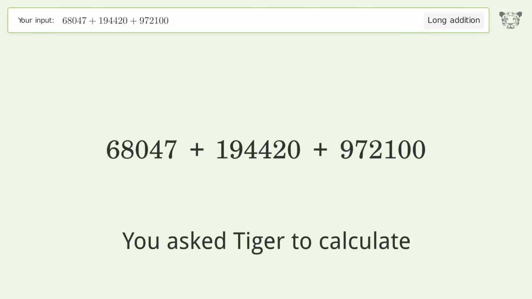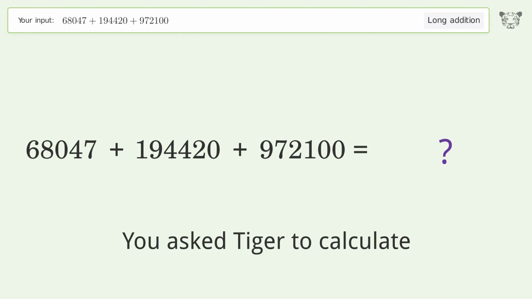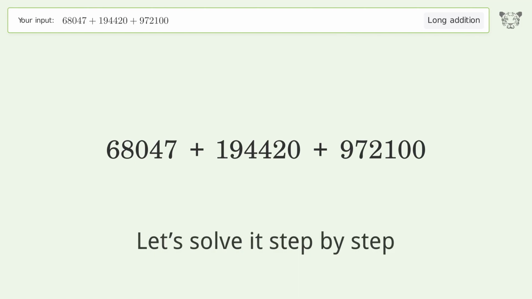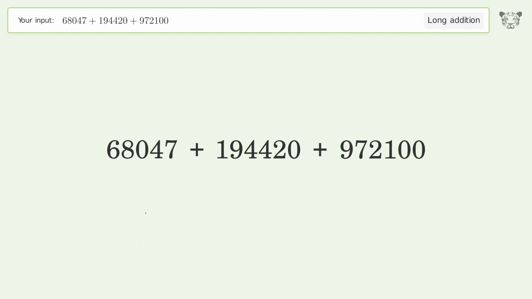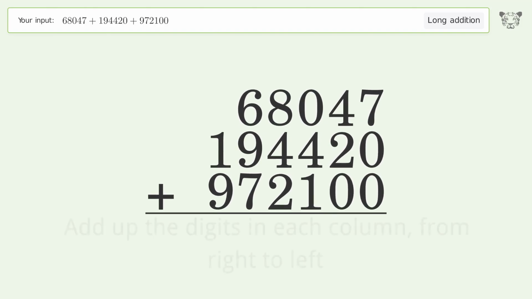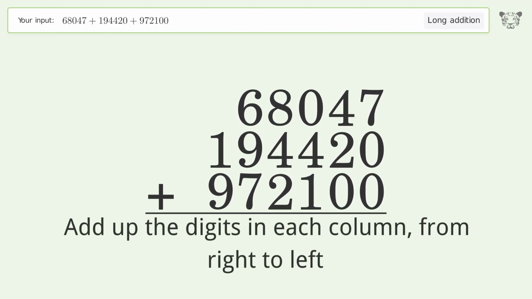You ask Tiger to calculate. This deals with long addition. The final result is 1,234,567. Let's solve it step by step. Rewrite the numbers from top to bottom, aligned by their place values. Add up the digits in each column, from right to left.